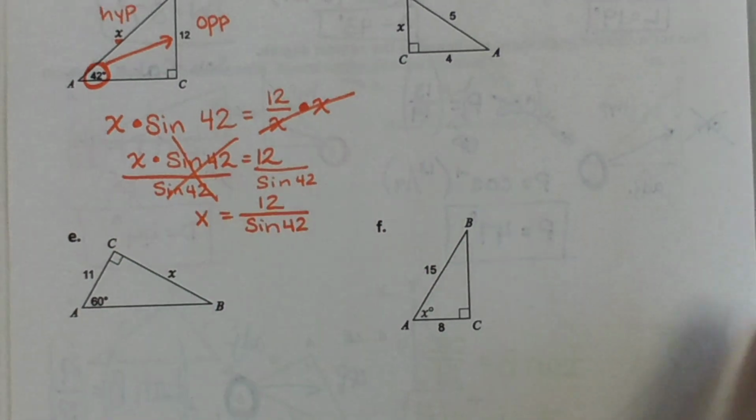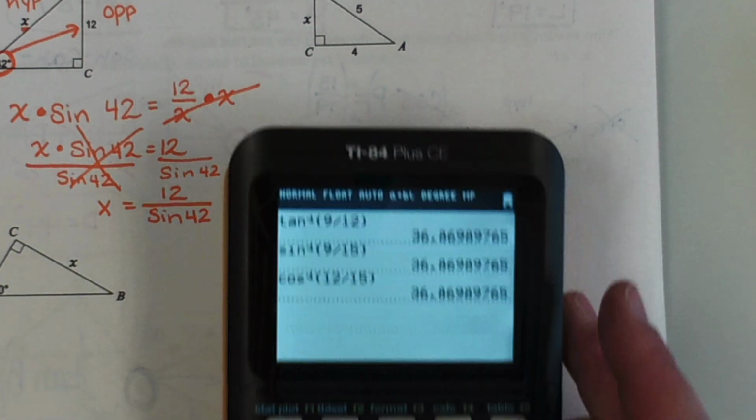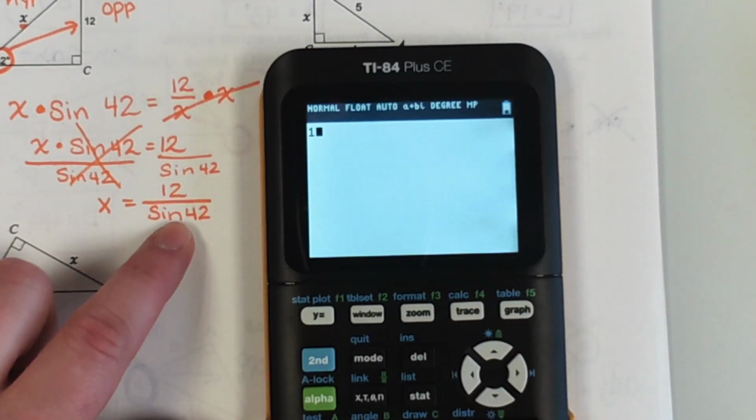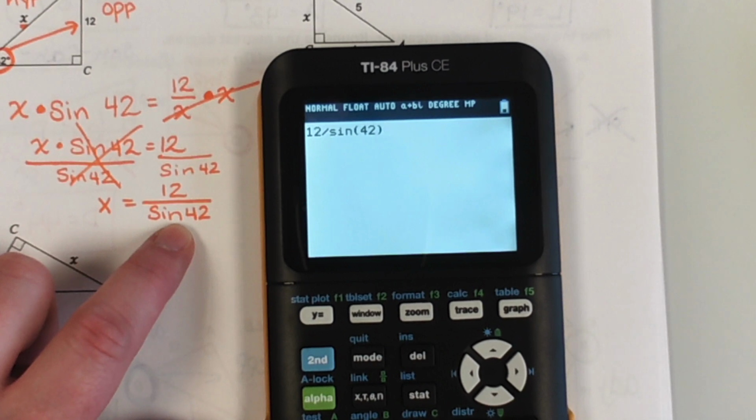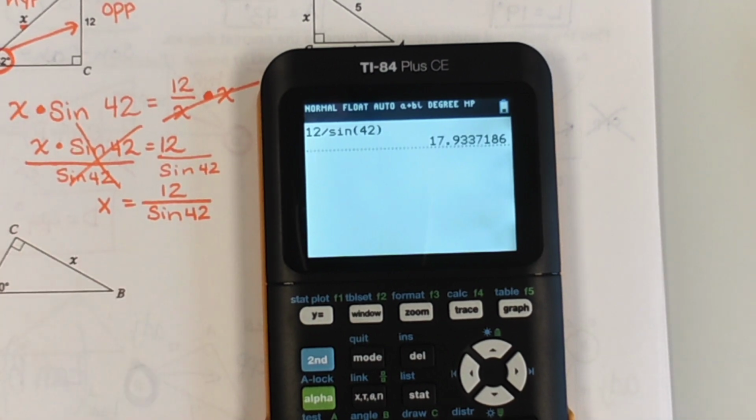Now it's not pretty, but it types into the calculator beautifully. 12, divide symbol, sine 42. Close the parentheses. Now, this is a side length, so we're rounding to the nearest hundredth. How many decimal places? 2. 17.93.